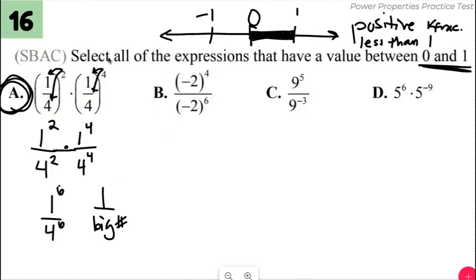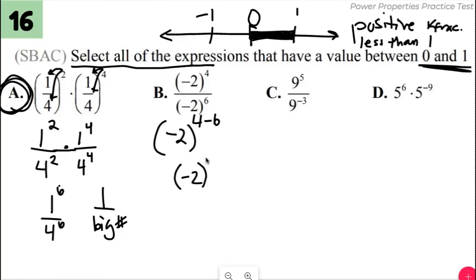Let's look at B. Now remember, it says select all of the expressions. So once you get 1, doesn't mean you're finished. Let's look at B. So my base is a -2 for both. So I can subtract my exponents, and I get -2 to the -2nd power. I don't want any negative exponents. I want this to be -2 to the 2nd power, which means I have to move it from a numerator position down to a denominator position.